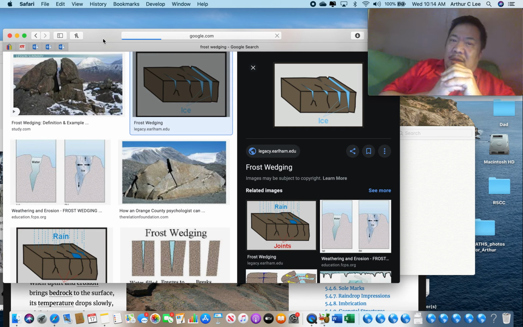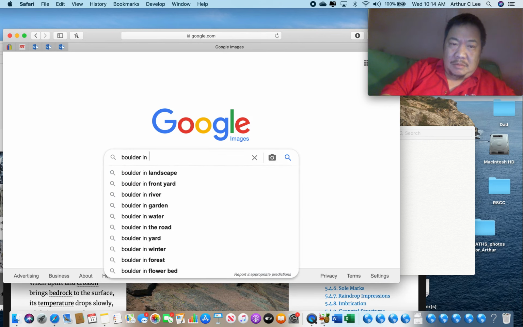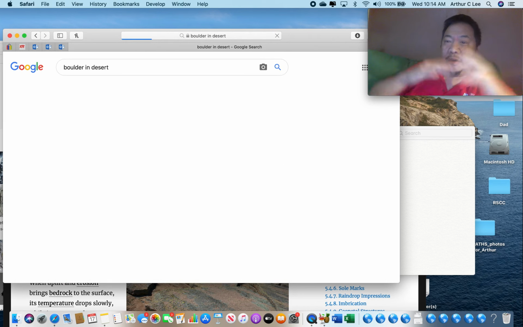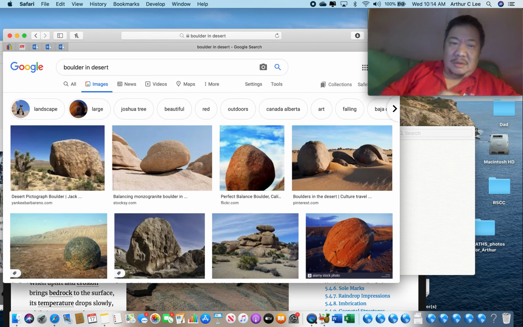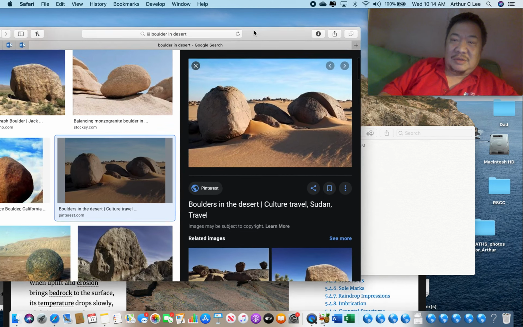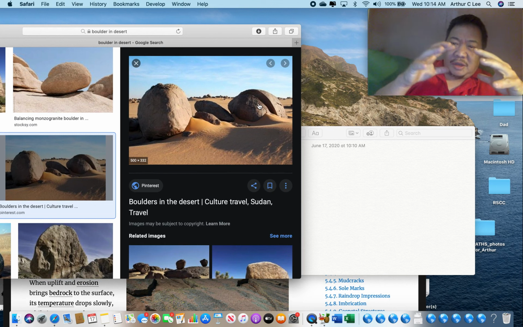And during the day, it gets up to 105 degrees Fahrenheit. Do you think the rock is going to expand due to being heated? Yeah, the rock will expand as it's heated in the desert. And then at night, it goes down to a chilly 50 or 40 degrees. Then that rock is going to contract.